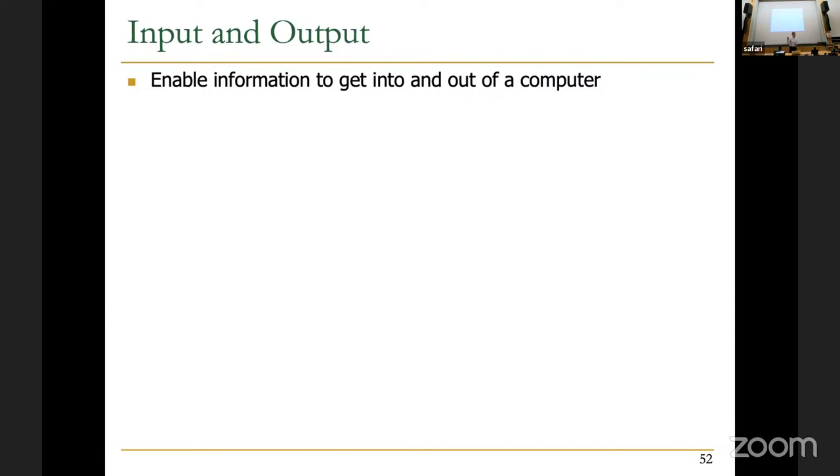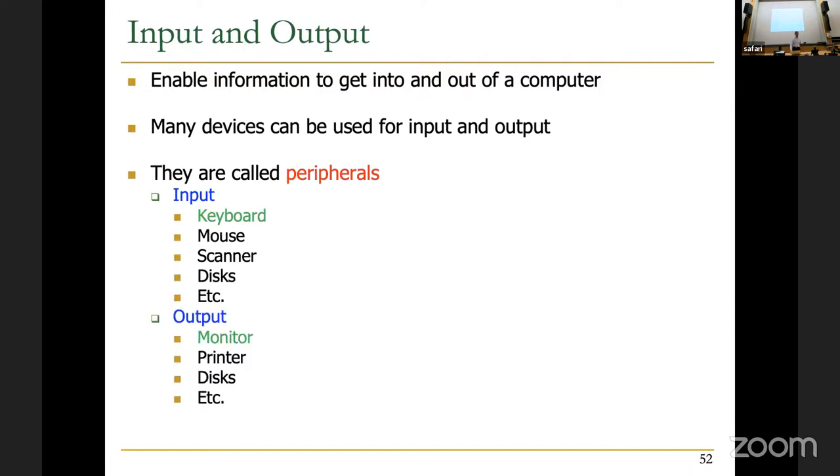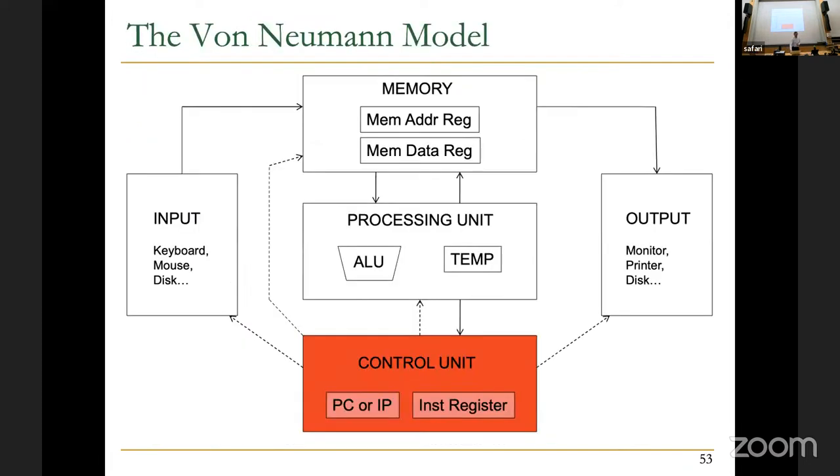Network is actually another input and output device. So many devices can be used for input and output. They're also called peripherals. You can see some examples here. In LC3, we're going to see keyboard and monitor. So we're going to briefly cover how to handle data coming from the keyboard, and how to handle data going out to the monitor, for example. And they're important, clearly. As I said, I'm not going to cover much here.